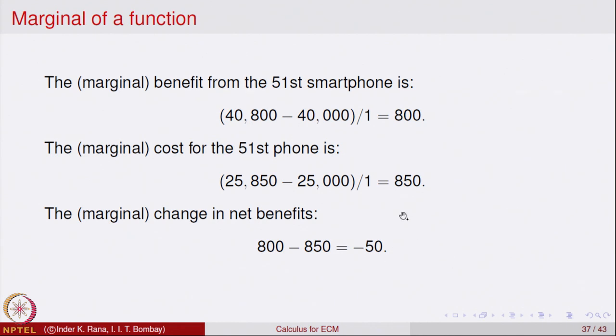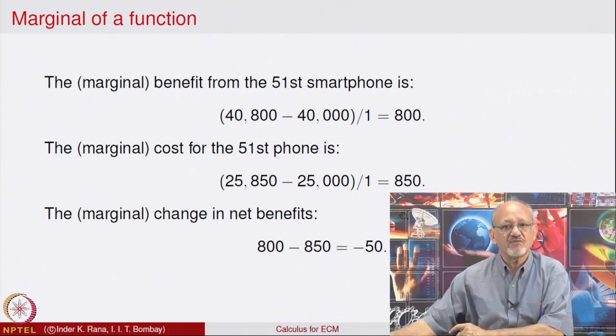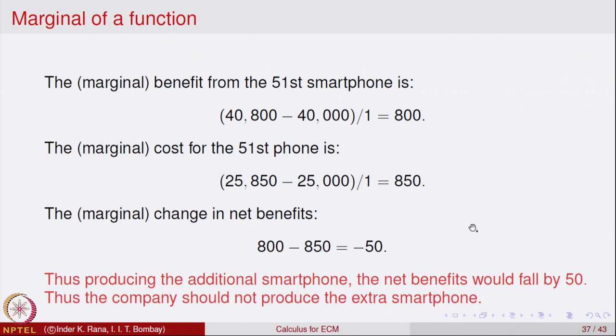So, just by analyzing the production of one more phone, keeping the selling price the same, they decide that they should not be producing more phones. The net benefits fall by 50 rupees. So, they should not be producing more phones. This is how marginal analysis is used in deciding whether you should be increasing the production or not.